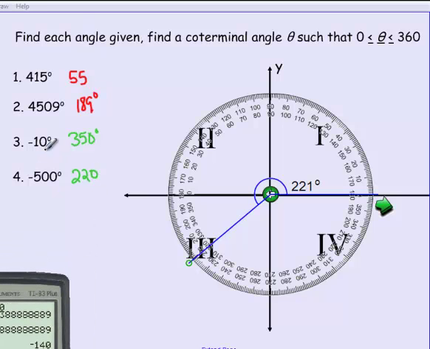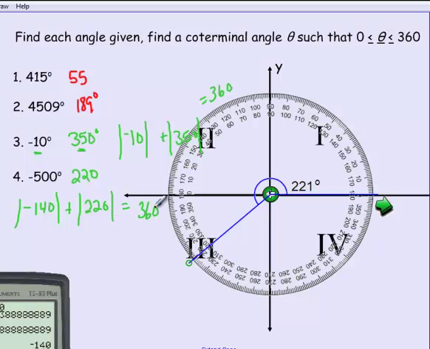And if you noticed right here, basically it was the absolute value. The absolute value of negative 10 plus the absolute value of 350 should always get me 360. And in this one right here, we saw negative 500 really boil down to negative 140. So 220 absolute value plus negative 140 absolute value gets me 360. Okay, done.